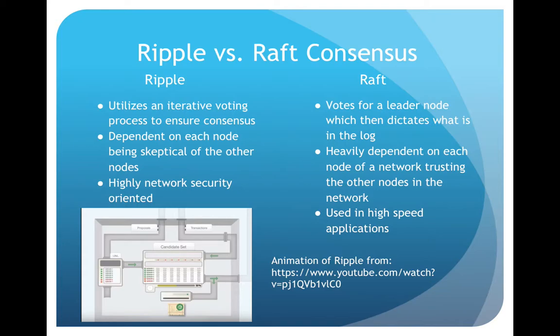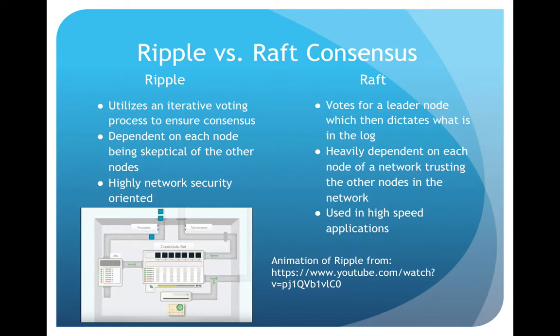The first alternative to Raft is the Ripple consensus algorithm. Despite both Ripple and Raft controlling a common log across a network, they vary widely in the methods used to maintain that log. Ripple utilizes an iterative voting process to ensure changes to a log are common throughout a network before they are applied to the log. In contrast, Raft votes for a leader node, which then dictates what is in the log, and the other nodes simply replicate it. This means that Raft is heavily dependent on each node of a network trusting the other nodes in the network, while Ripple is dependent on each node being skeptical of the other nodes.